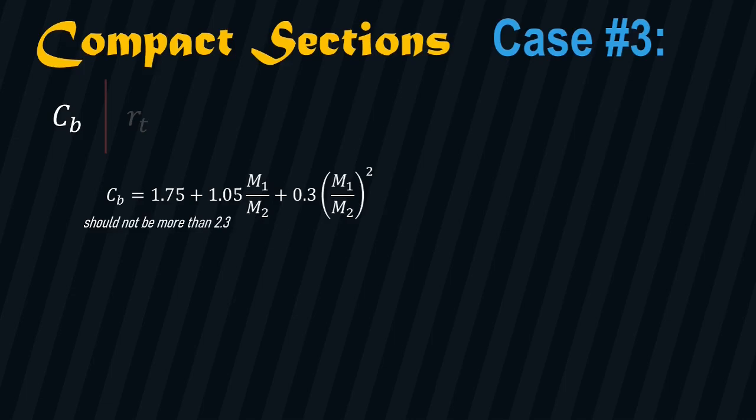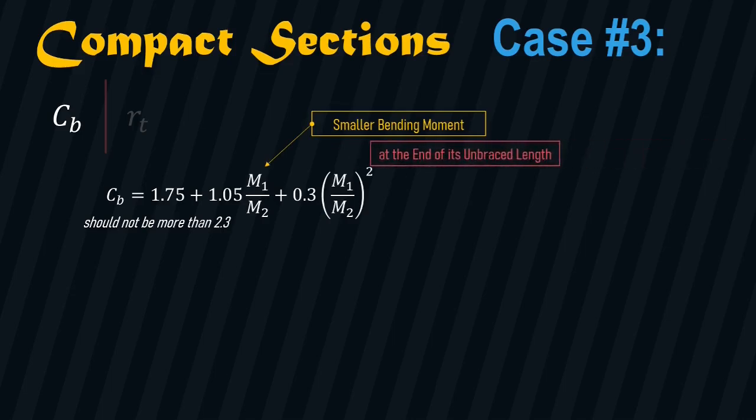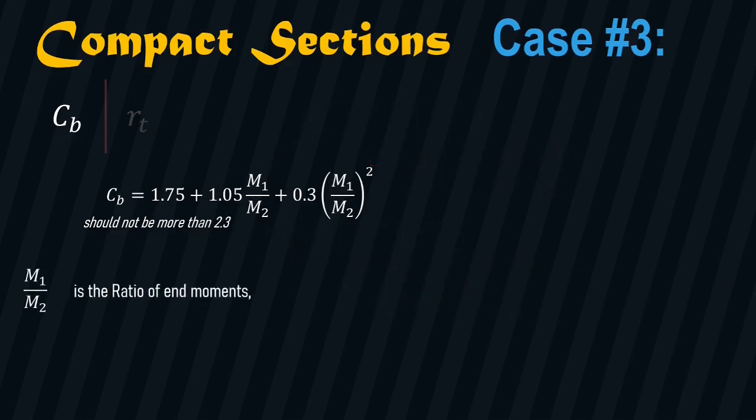In the formula, M1 is the smaller bending moment taken at the end of the unbraced length about the strong axis. Similarly, M2 is the larger bending moment, also taken at the end of the unbraced length about the strong axis. So we can call M1 over M2 the ratio of end moments.